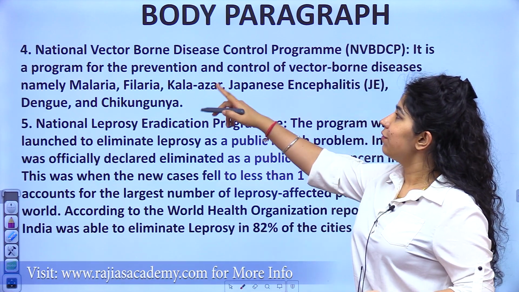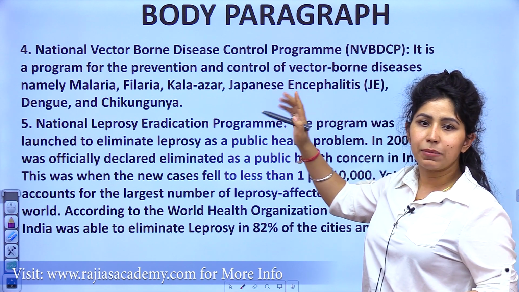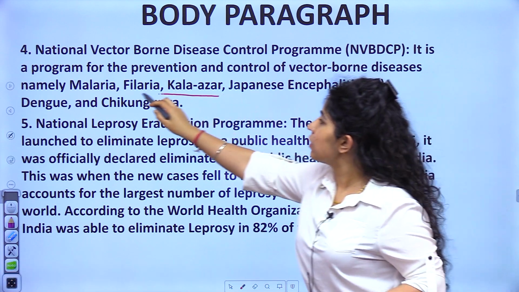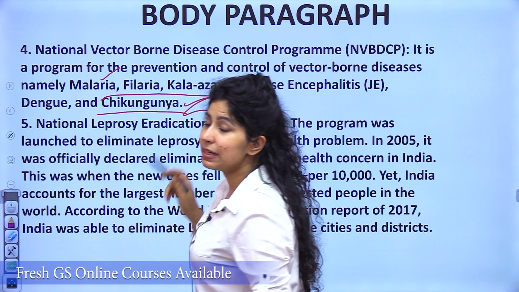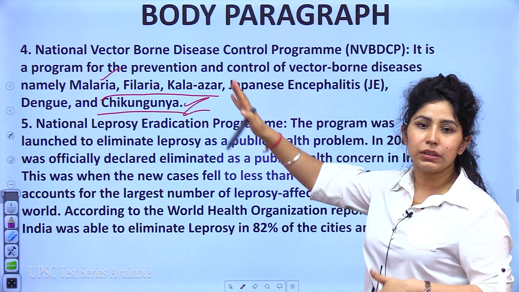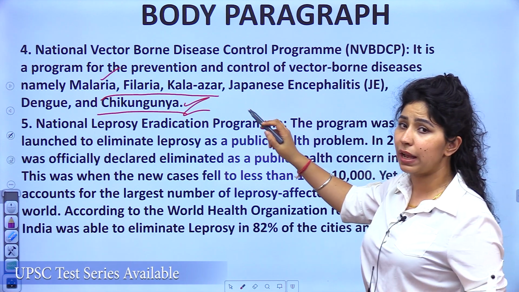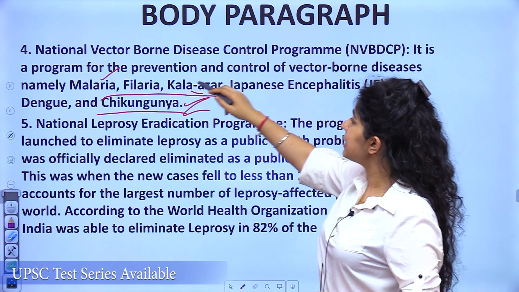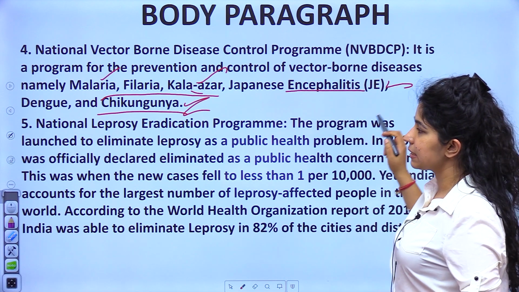Then you have the National Vector-borne Disease Control Program. Your malaria is covered in this, your dengue, chikungunya, which are seasonal diseases, India has to deal with them every year. All these are covered under the National Vector-borne Disease Control Program. Other diseases are filariasis, kala azar, Japanese encephalitis, etc.